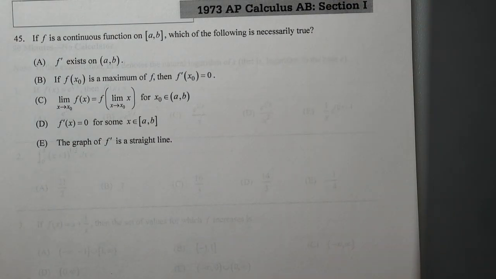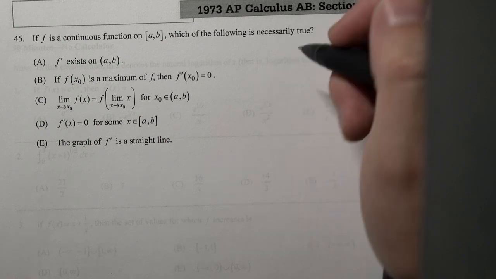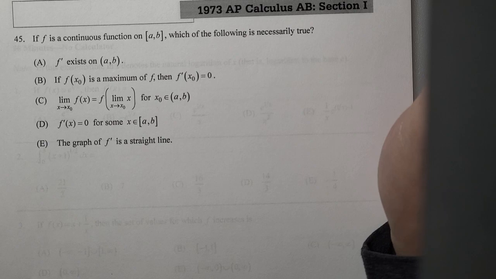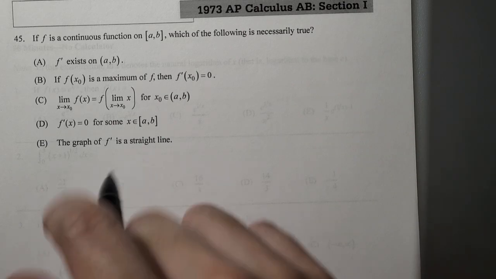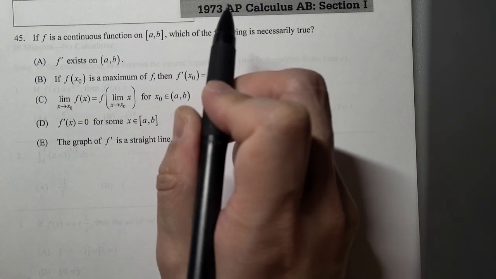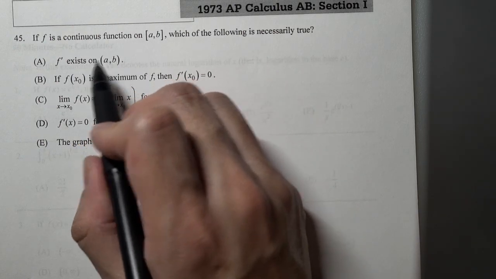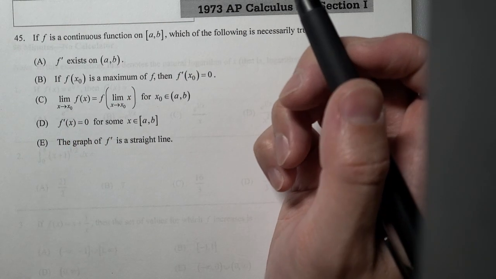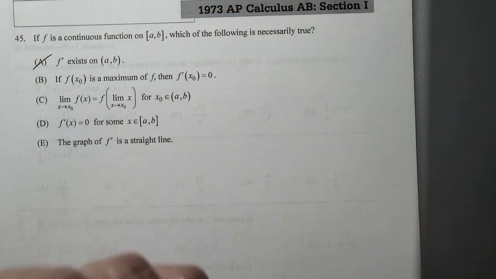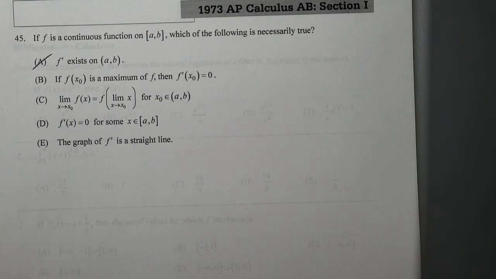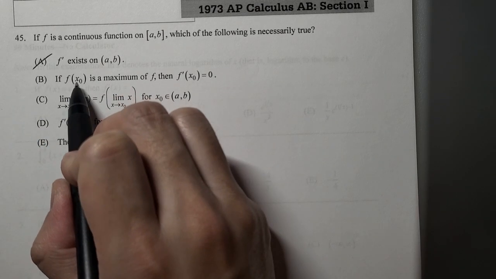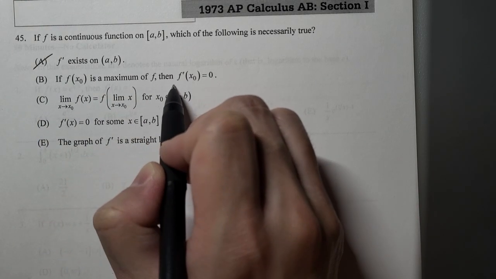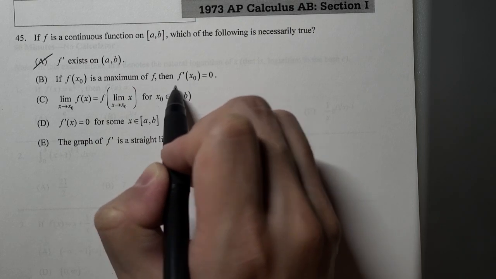So don't get confused about, remember, if something's differentiable, it's automatically continuous. But it doesn't work the other way. If something's continuous, it's not automatically differentiable. You can think of the absolute value as a counterexample. So if this is just zigzagging the whole time, then there's lots of points where f prime does not exist. So we eliminate that. So anything that talks about f prime, we don't know if it exists. So if f of x0 is the maximum of f, then f prime of x0 is 0. Again, we don't know about differentiability.